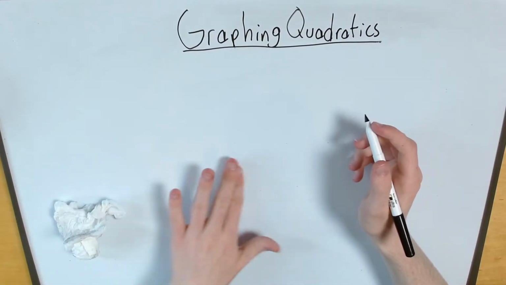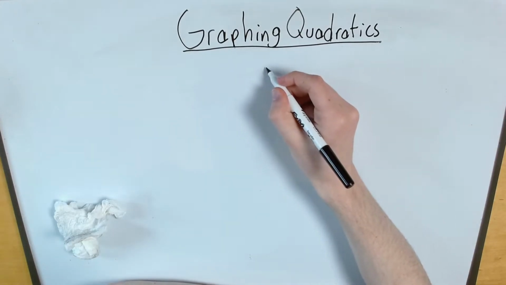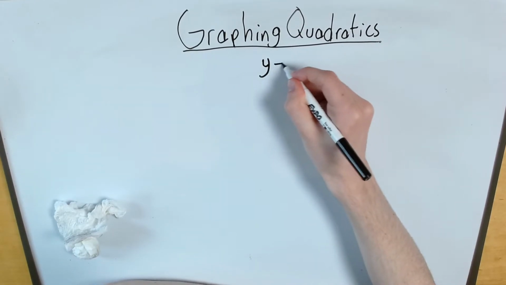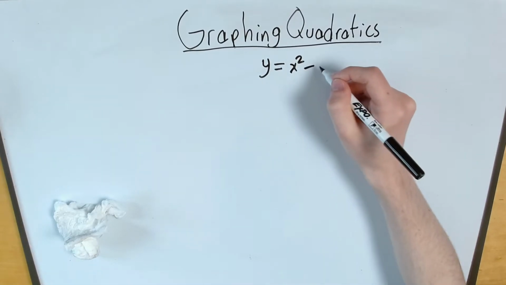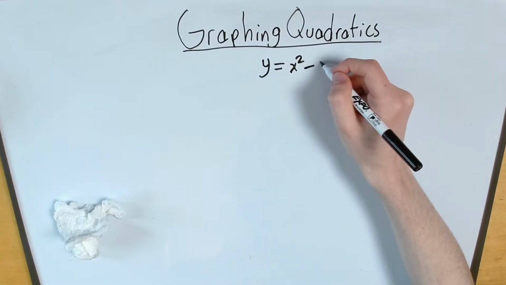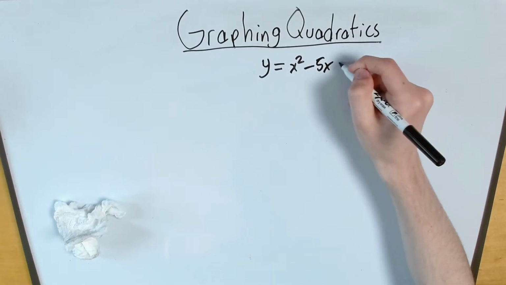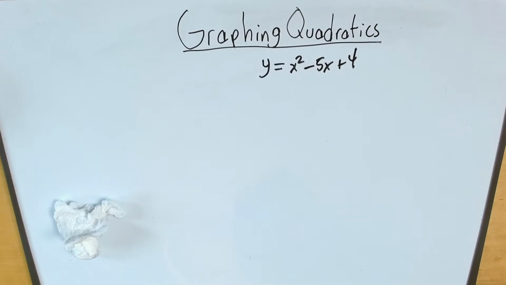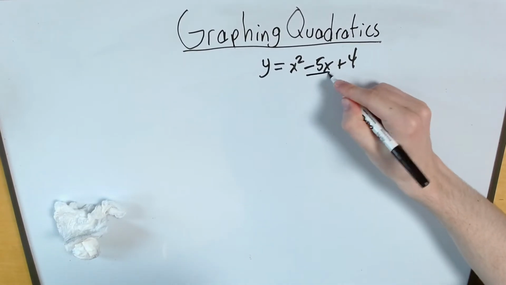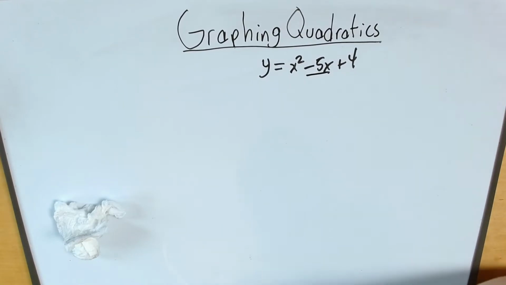We don't know what style it's going to look like. Let's say we have something like y equals x squared minus 5x plus 4, and we're asked to graph that. Well, that looks pretty tricky. We've got this middle term, this negative 5x here, that really messes up our plans.